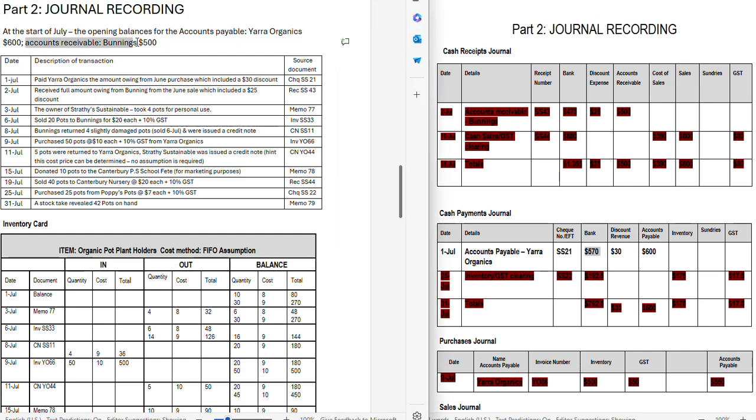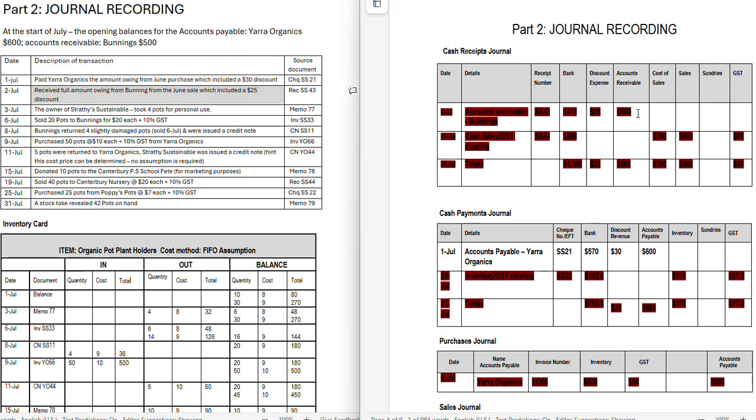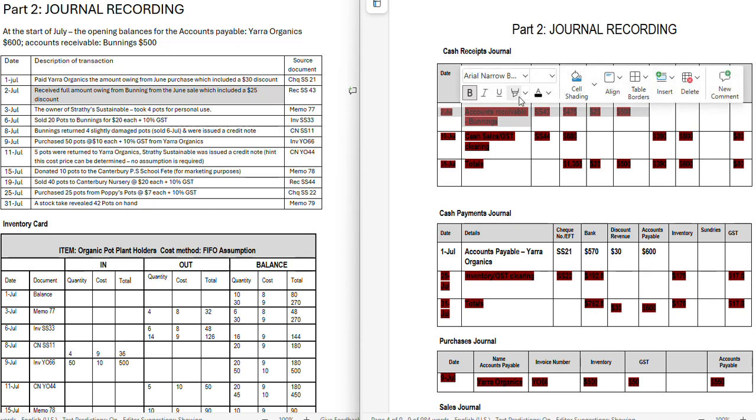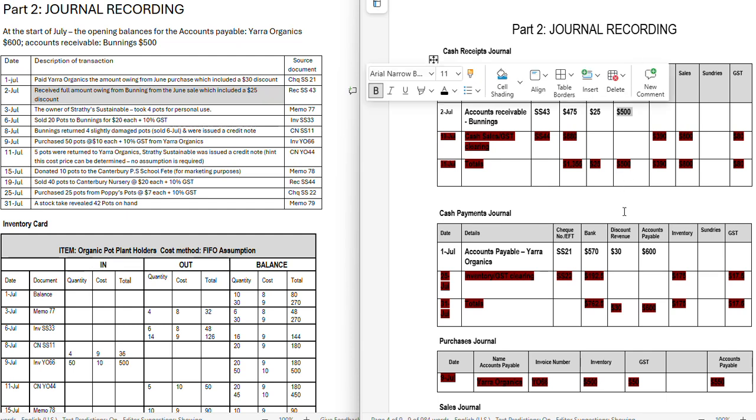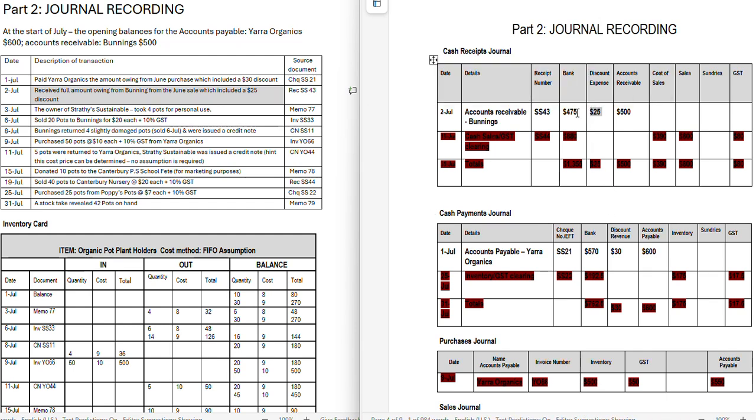Same approach for the second. This time we've got an amount owing from Bunnings, $500 on account receivable. We're giving them a $25 discount because they're paying promptly. That needs to be factored into the CRJ entry. So let's have a look at what this looks like. Again, step 1, put the full amount that is owed into the receivable column. Step 2, put in your discount. And step 3, subtract that from the total amount to work out how much we're actually receiving. Because it's a $500 debt, we're giving them a $25 discount because they're paying promptly, meaning we're only going to score $475.